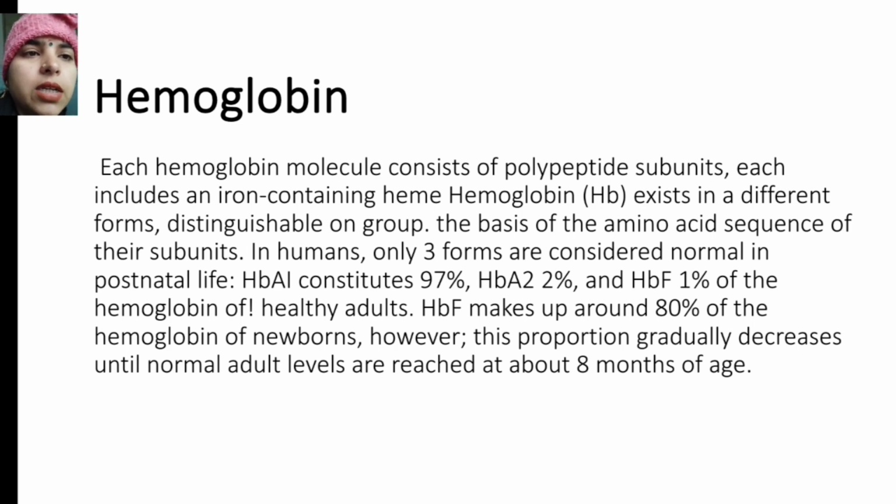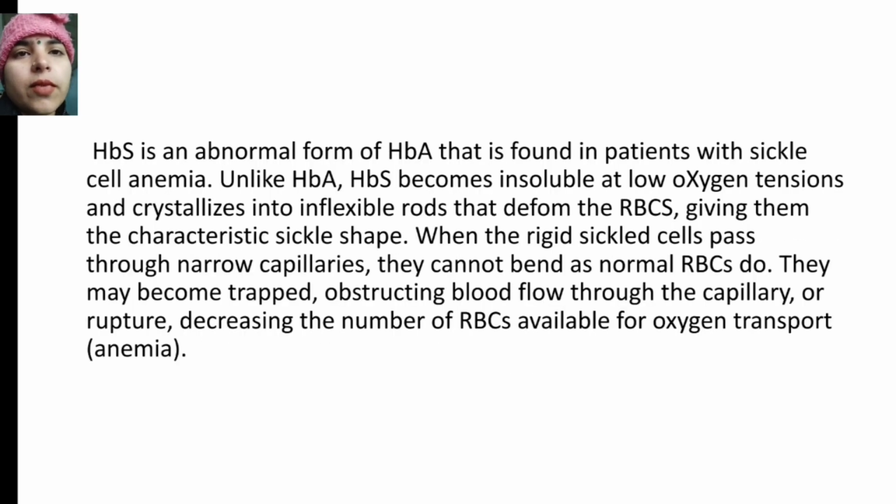HbF makes up around 80% of the hemoglobin of a newborn. However, this proportion gradually decreases until normal adult levels are reached at about 8 months of age. HbS is an abnormal form of HbA that is found in patients with sickle cell anemia.